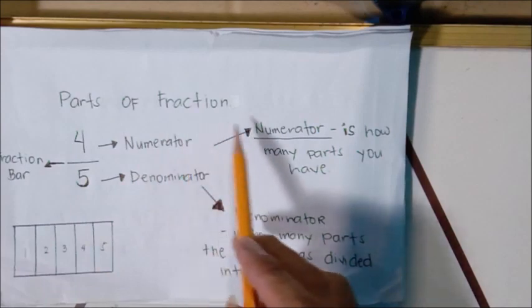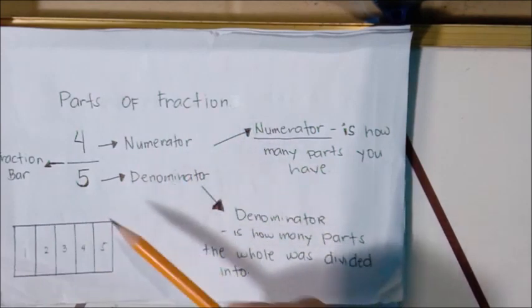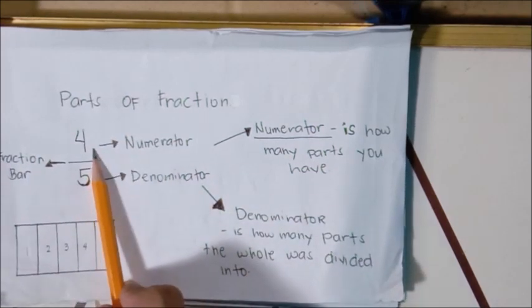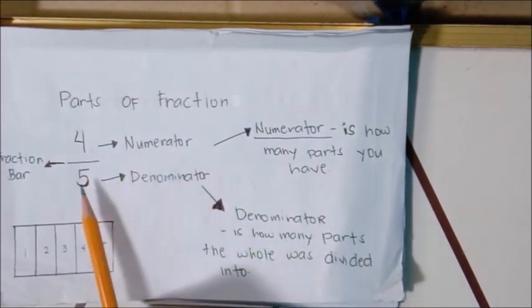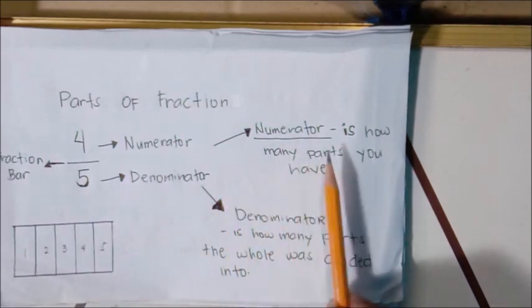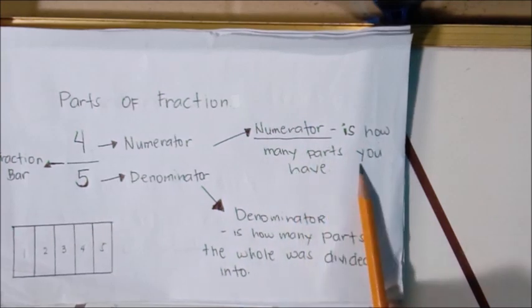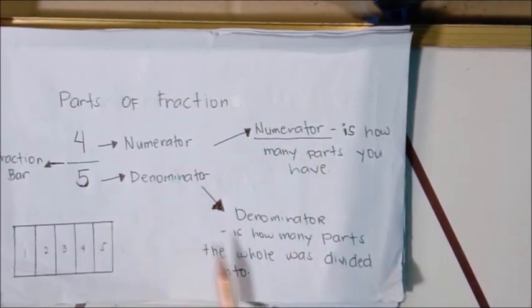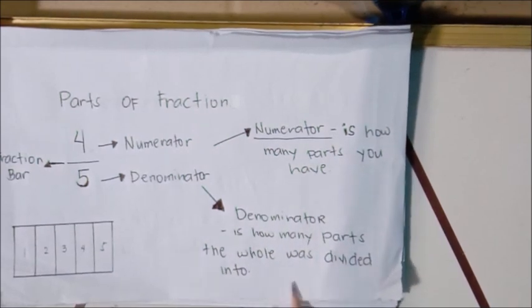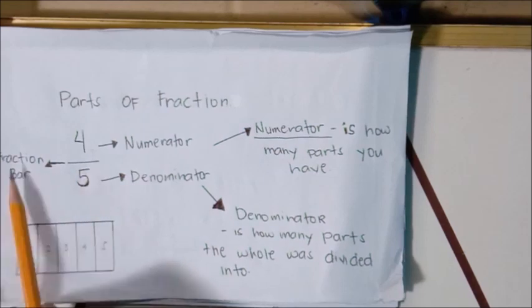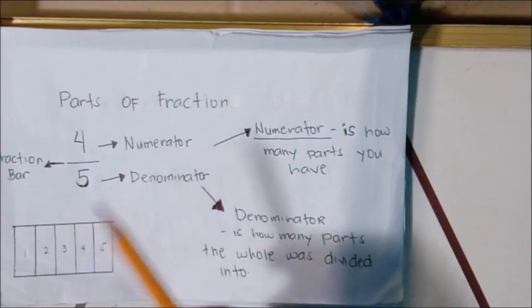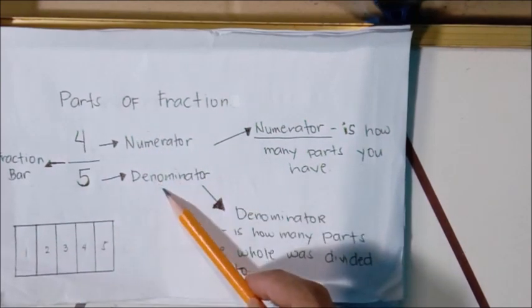Parts of a fraction. Our fraction for today is 4 over 5, or 4/5. The number at the top is called the numerator and the number at the bottom is called the denominator. The numerator is how many parts you have, and the denominator is how many parts the whole was divided into. The line is called the fraction bar. The fraction bar is the line between the numerator and the denominator.